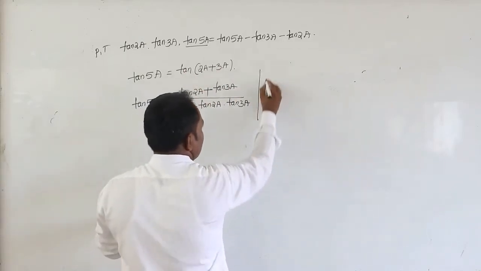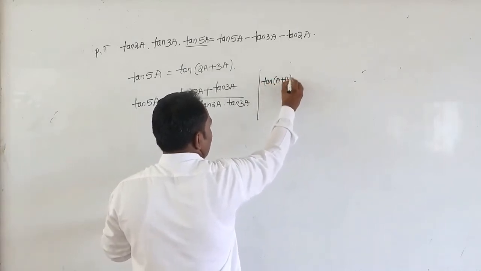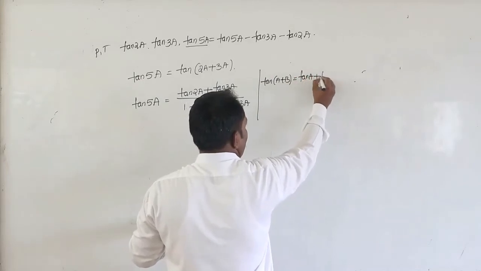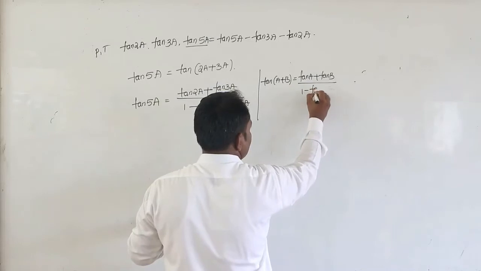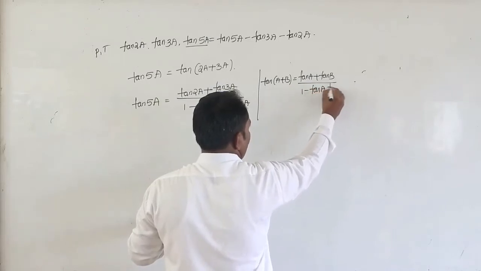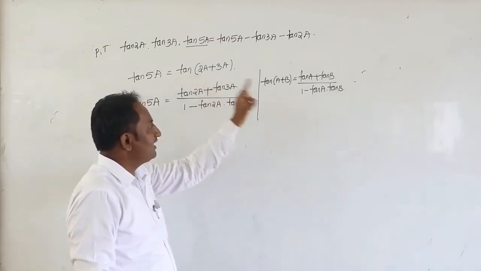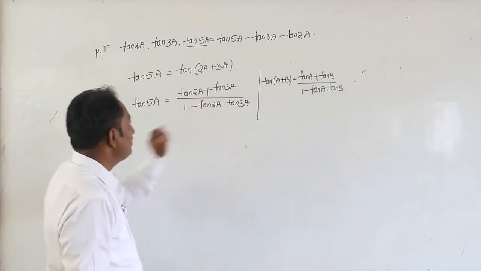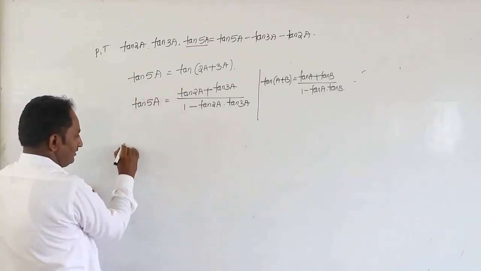Here tan of 2a plus 3a, written as, we know that the tan of a plus b is equal to tan a plus tan b divided by 1 minus tan a into tan b. In place of a, 2a is there. In place of b, 3a is there. Applying this formula on this side. Here shifted this one to this side.